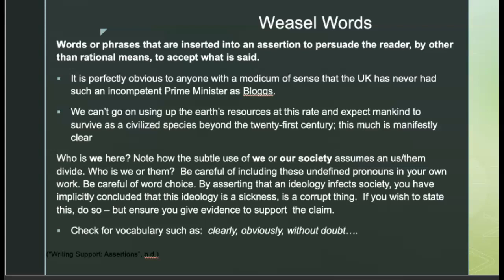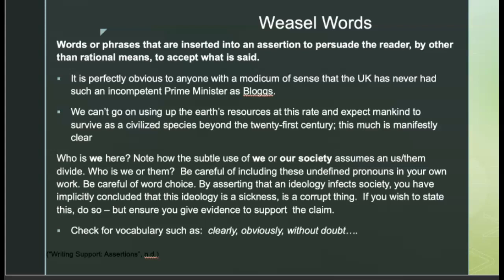The idea behind weasel words is you try to put in words that make the reader believe your argument, which are just opinions. So you say something like, it's perfectly obvious to anyone. Well, no, that's not true. That's rude to say, because what if it wasn't obvious to me and I'm reading your paper and now you're telling me everybody knows this, so why don't you know it?